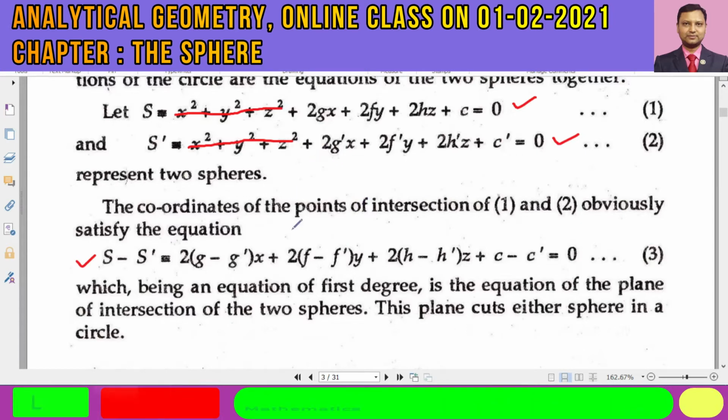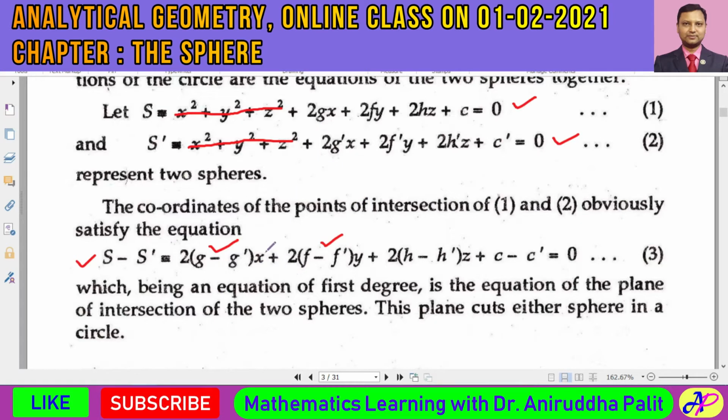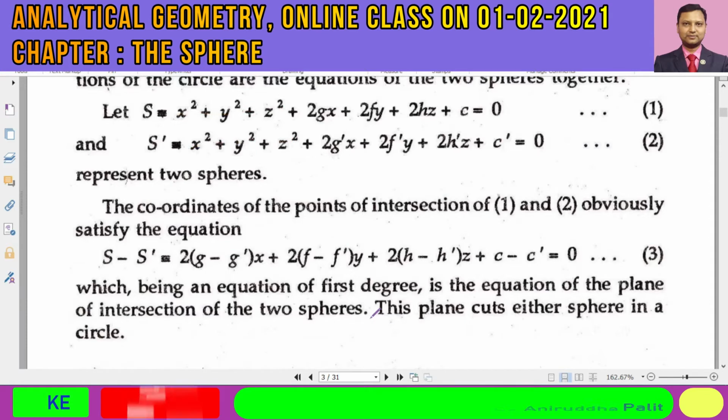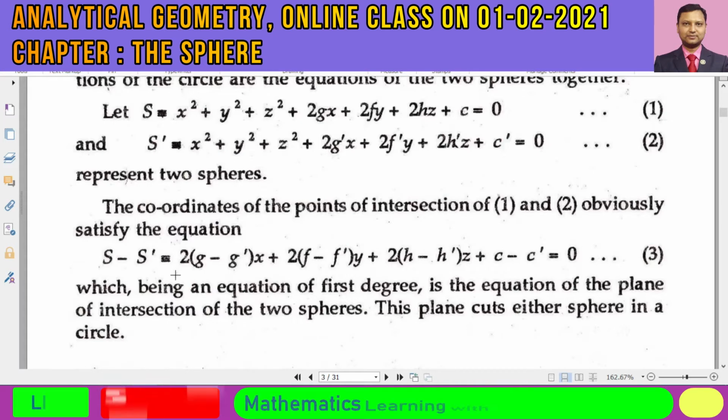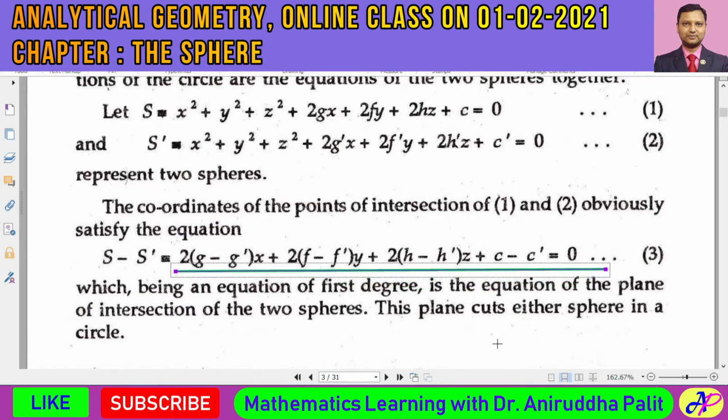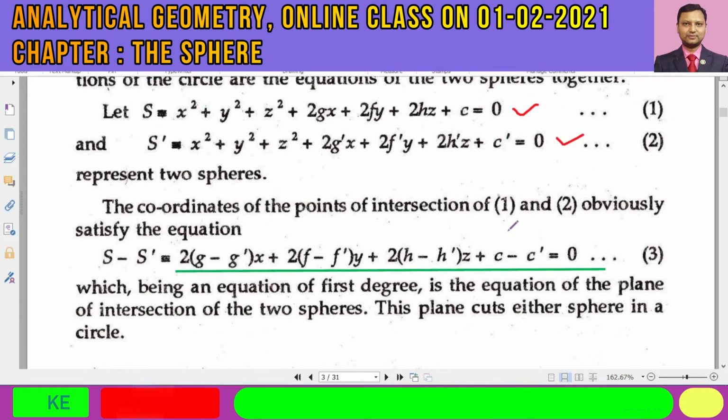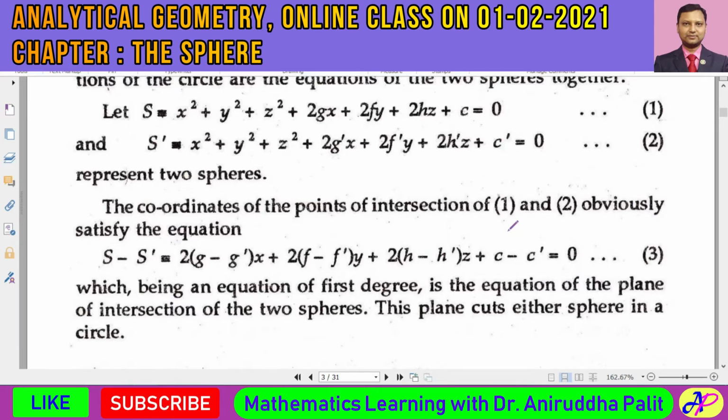And then this difference would be twice g minus g prime into x plus twice f minus f prime into y plus twice h minus h prime into z plus c minus c prime is equal to 0. If you look at this equation, you will find that this is actually the equation of a plane. And that would be the plane of intersection of these two spheres, given by equation 1 and equation 2.